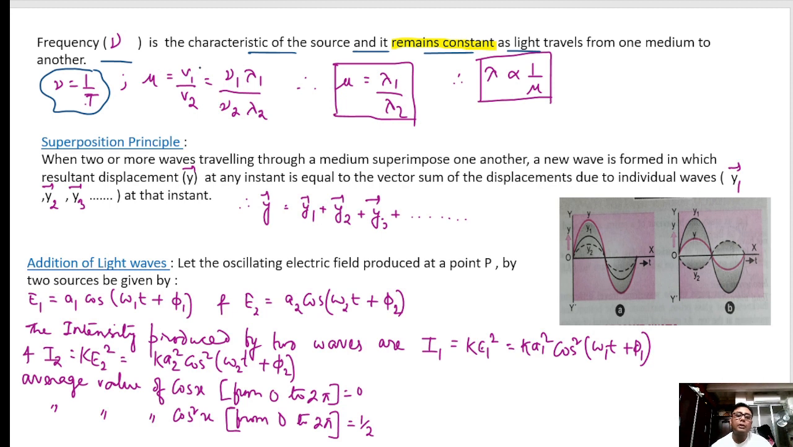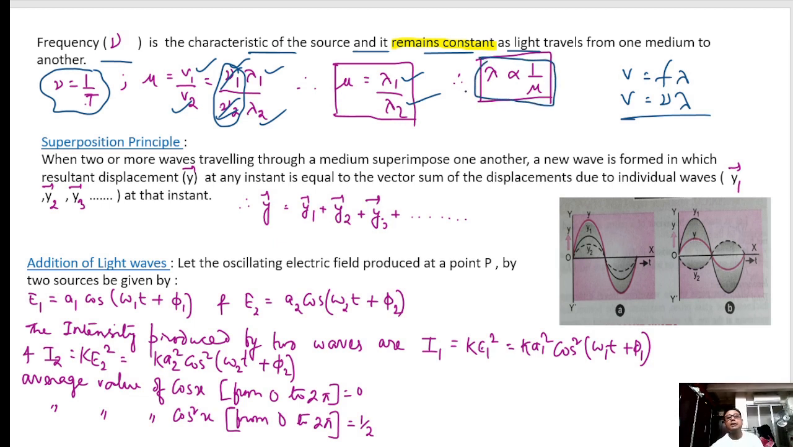So mu is the ratio of the velocity of the wave in the first medium to the second medium. Since we know v is equal to f lambda, where f is also called nu, v1 equals nu 1 lambda 1 and v2 equals nu 2 lambda 2. But we know that frequency never changes, so they will cancel. That means mu equals lambda 1 by lambda 2. That means lambda is inversely proportional to the refractive index, which is very important. More the refractive index, less will be the wavelength of the light.